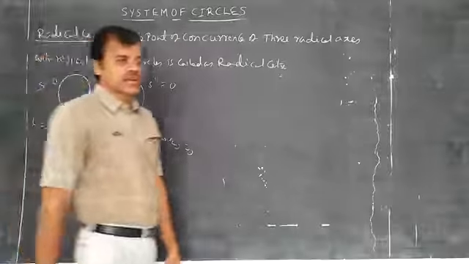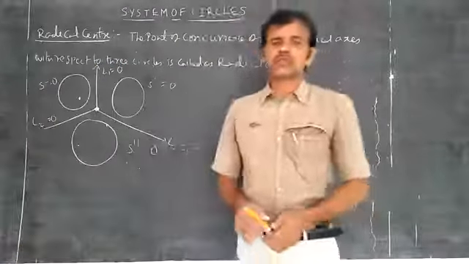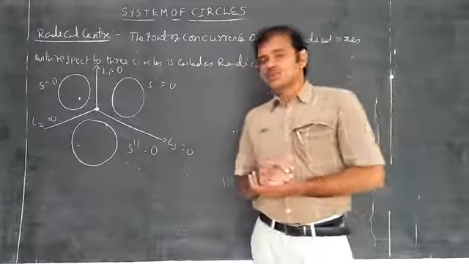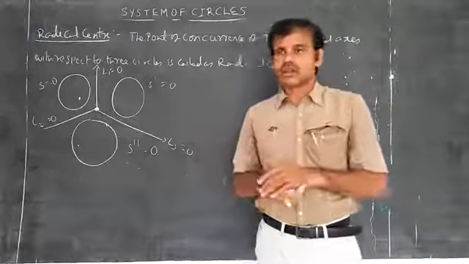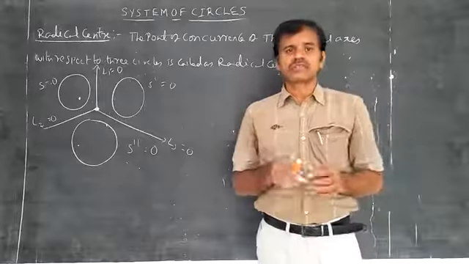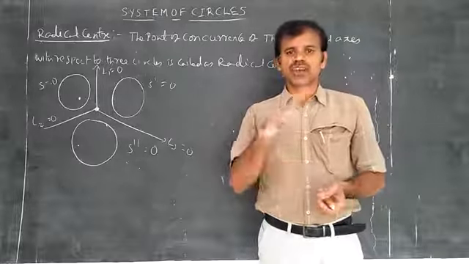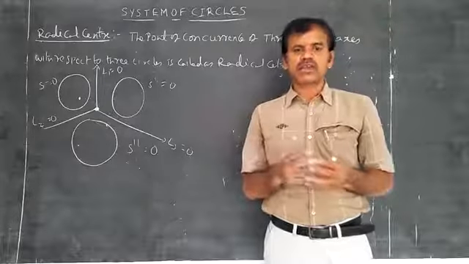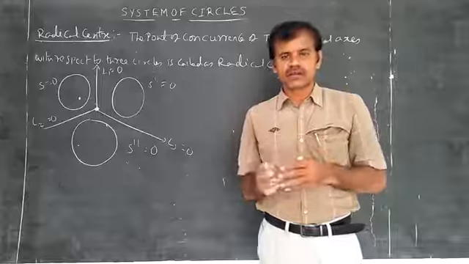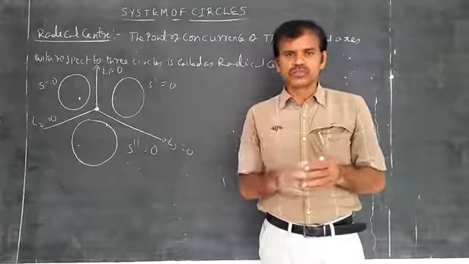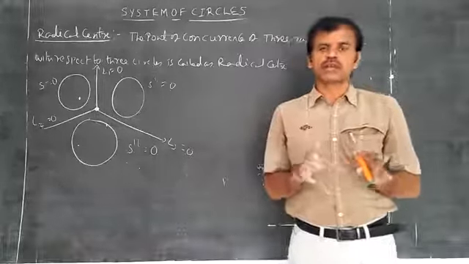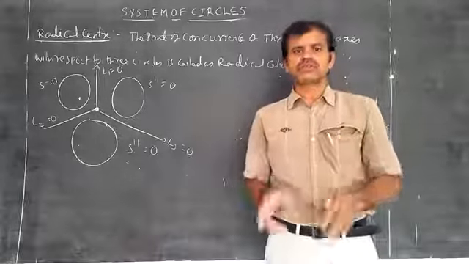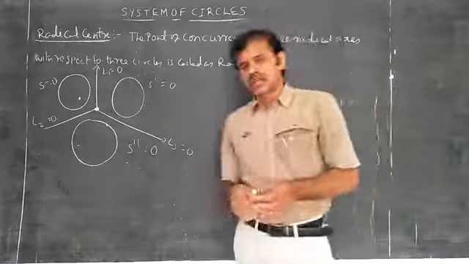How to find the radical center? First, they give three equations of circles. Whenever three equations of circles are given, first calculate the radical axis of 1 and 2, that means S minus S dash equal to 0. Second, calculate the radical axis of 2 and 3. Then you will get 2 equations. Enough. There is no need to calculate the third equation. Whenever 2 equations are there, we can solve them by the elimination method. Then we will get the radical center.